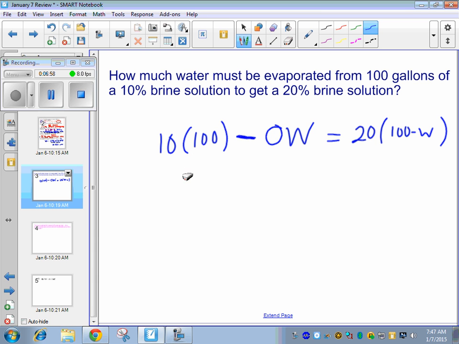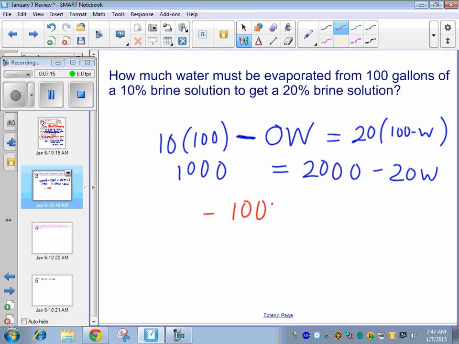So 10 times 100 is 1,000. This gives me 0. Distribute here, that gives me 2,000. Distribute here, minus 20 W. Okay. And I'm going to subtract 2,000 from both sides, so negative 1,000 equals negative 20 W. Divide by negative 20, and what do we get?